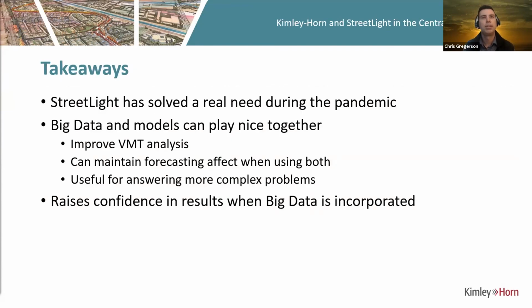So just wanted to close out with some takeaways. As I mentioned, StreetLight has really solved a need during the pandemic in a variety of areas. And being able to combine StreetLight with travel demand models has helped improve our VMT analyses and allows us to maintain that forecasting effect when using them in combination. And as more and more complex problems arrive, using that on the ground data combined with the other tools that we historically use has really been helpful in answering those questions.